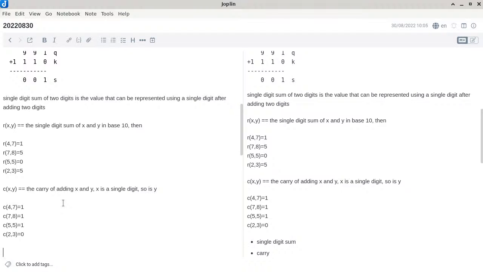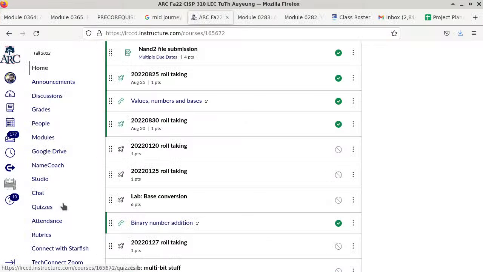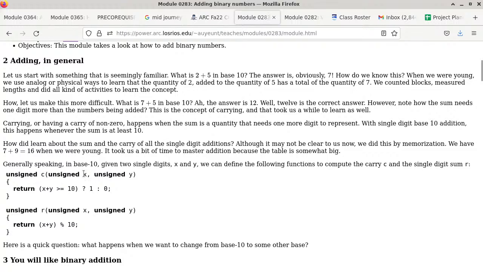So the next thing we need to figure out is how we do that in C or C++. Fortunately, that part is already done for you. If I go back to the notes, which is module 283, this is how we do it. The function C is really just saying, if x plus y is greater than or equal to 10, give me a 1, otherwise give me a 0. If this particular expression looks foreign to you, that means your C++ professor did not teach you the ternary expression or operator.